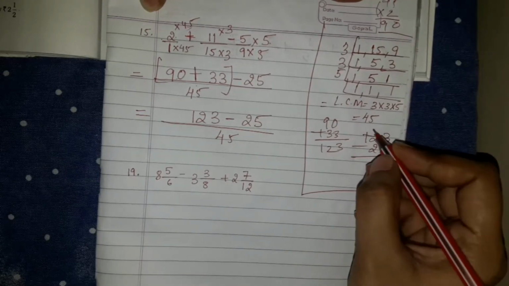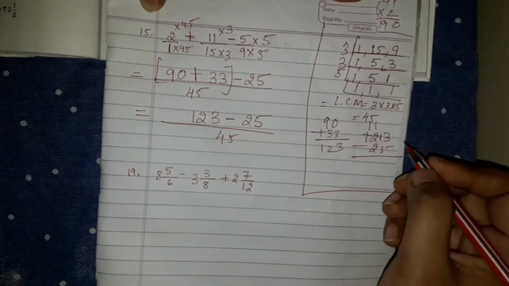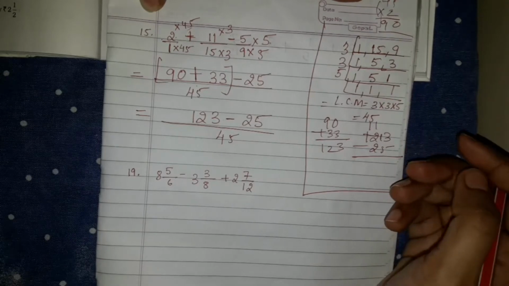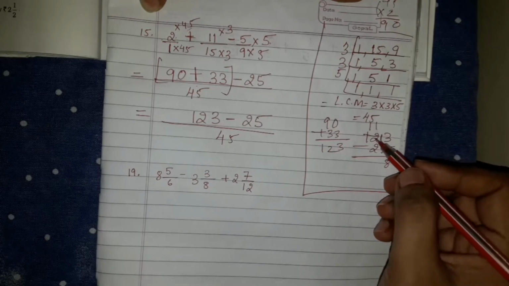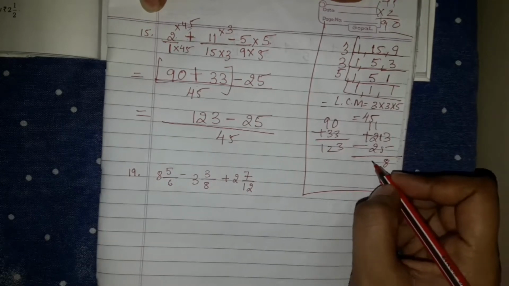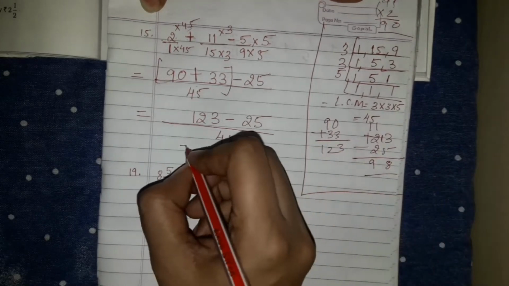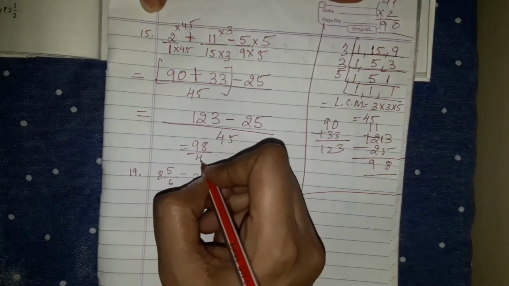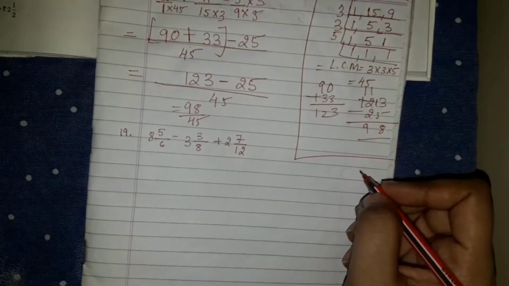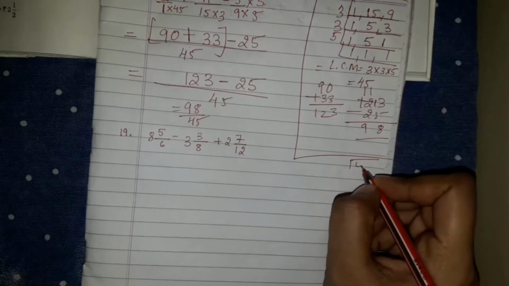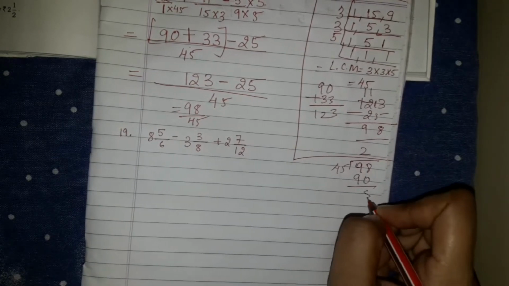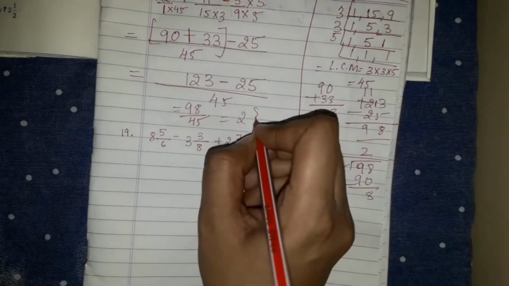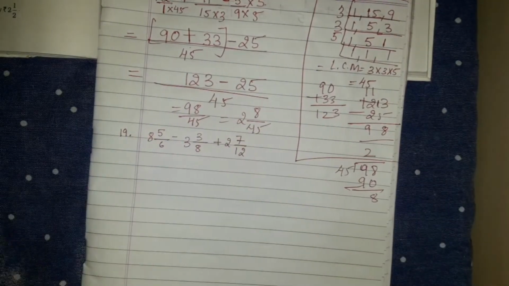Okay, this will become 11, and this will become 13. 13 minus 5 will give you how much? 8. And 11 minus 2 will give you how much? 9. So 98 upon 45. Let's change it into a mixed fraction. Okay, 98, 45 will go 2 times. So the fraction will be 2, 8 upon 45.